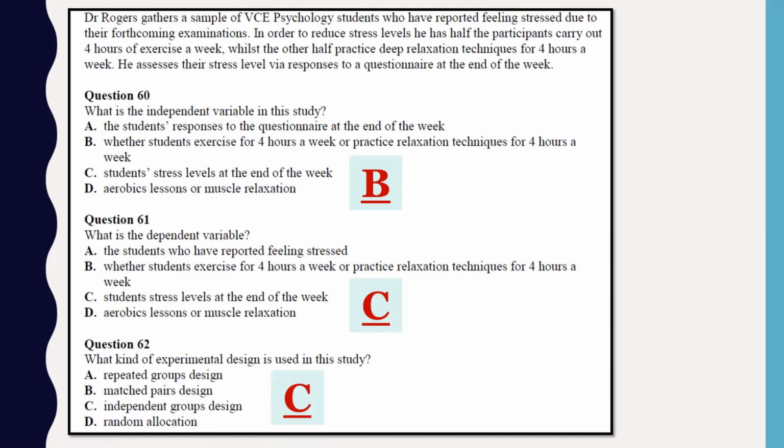It's independent groups because each person is in a separate group. There are two clear separate groups. One group is obviously doing the exercise. One group is doing the deep relaxation technique. So there's two clear groups.